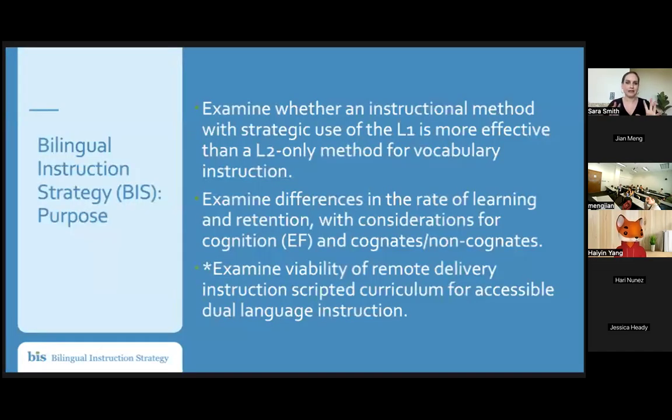How can we make it accessible to as many learners as possible? And so that's really the background for why the BIS study exists and why it's important for us to figure out what is the most effective method here.